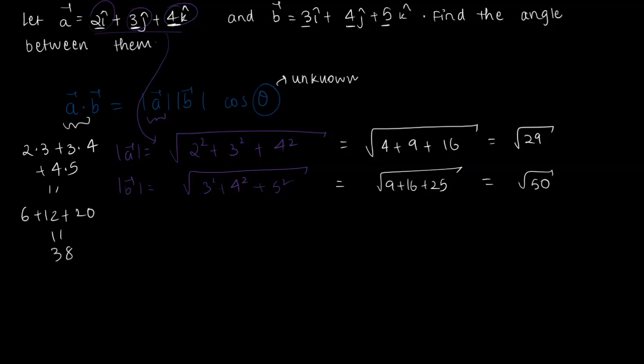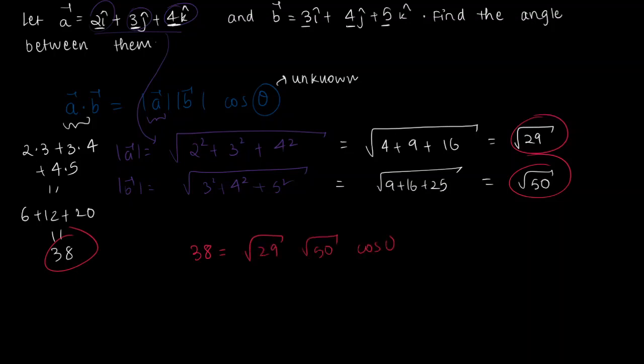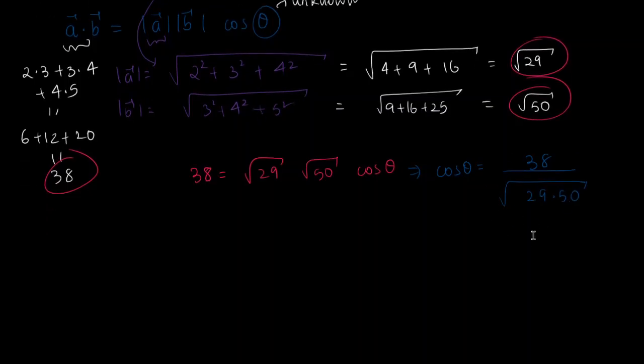Now given all of this, you can just put all of this into this equation. So you have 38 equals the square root of 29 times the square root of 50 times the cosine of theta, and you finally arrive at the cosine of theta being equal to 38 over the square root of 29 times 50. And this right here is something that wouldn't be expected of you to solve manually. If you can, that's really great.